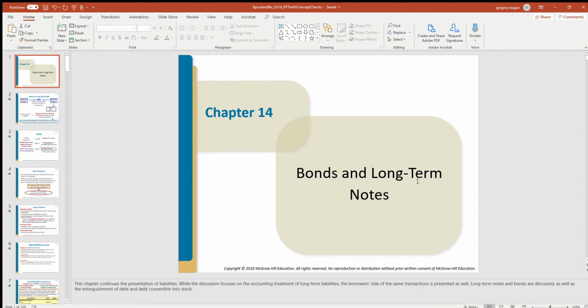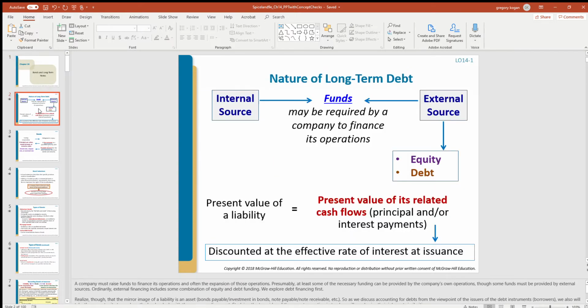Hi everyone, we're continuing with chapter 14, going over bonds and long-term notes. First we're going to go over the background on fixed income and bonds, and then we're going to do a detailed example, continuing from week 1 where we looked at a bond, but actually look in detail at how we compute everything. So, the nature of long-term debt.